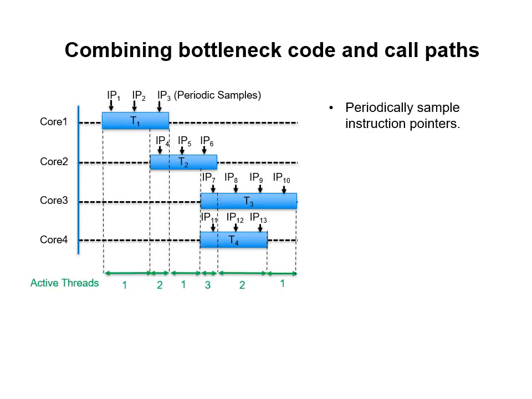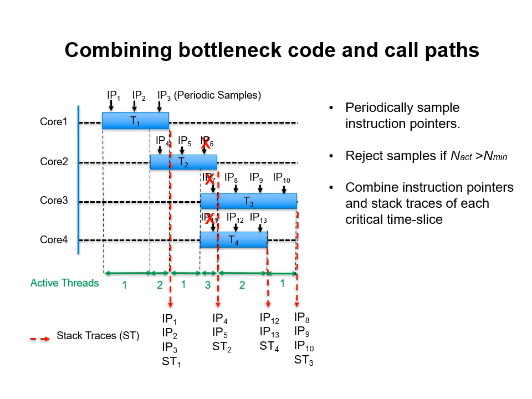This limitation can be overcome by periodically sampling the instruction pointer and processing them only if it represents a critical code. For example, IP6, IP7 and IP11 are rejected since the number of active threads is greater than nmin at that instance. In this figure, all time slices are critical and hence stack traces will be retrieved at the end of each of them. The instruction pointers can be combined with stack traces, which will together provide information regarding the bottleneck code and the call path that led to it.